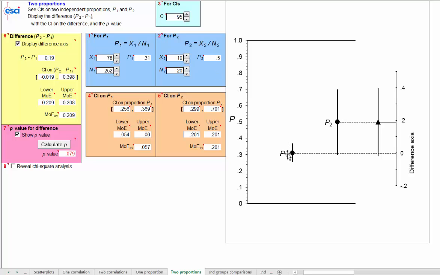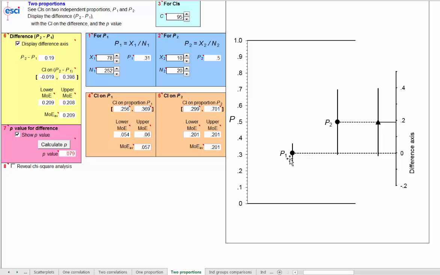Now over here we have the familiar figure with the two independent proportions. Independent, of course, because they refer to totally different people. Independent proportions with their 95% confidence intervals, and as well because the effect size of interest to us is the difference between these two proportions. We plot that difference here on this difference axis.